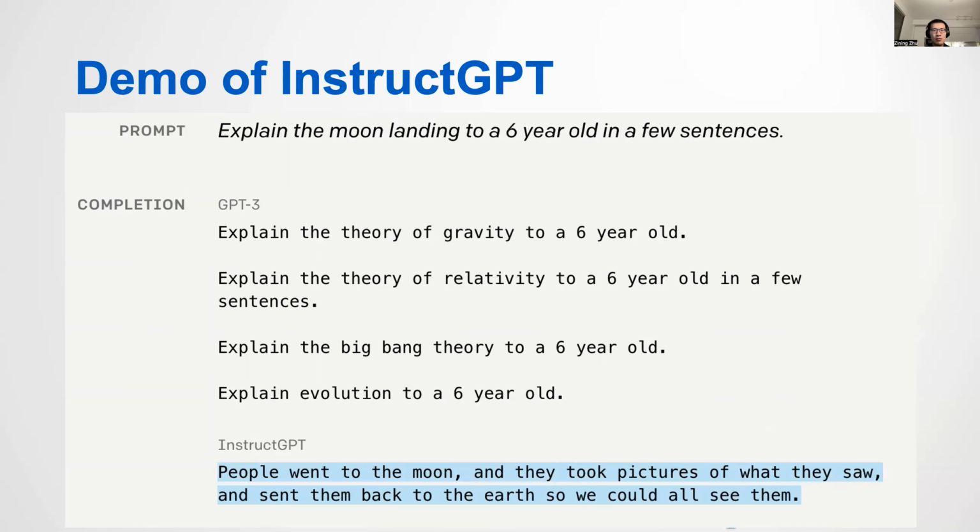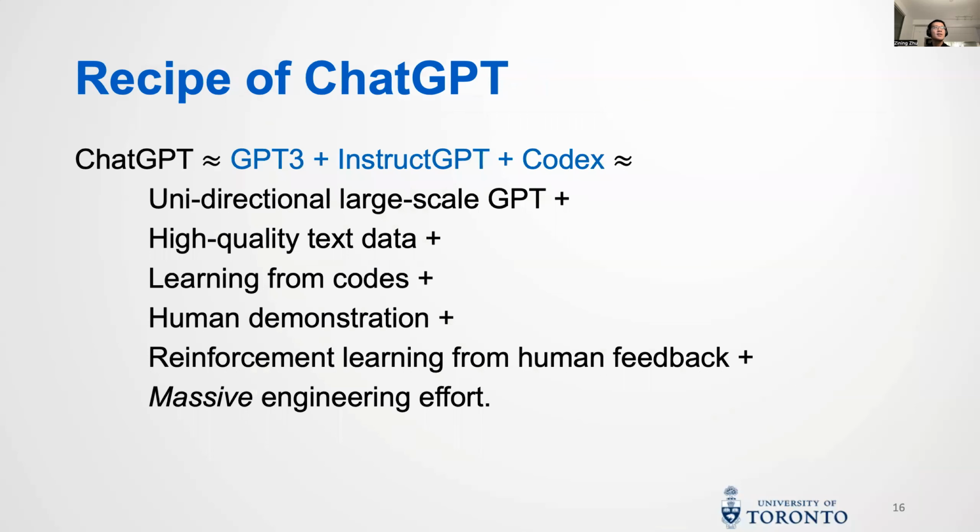It writes, people went to the moon and they took pictures of what they saw and sent them back to the Earth so we could all see them. This is impressive. So in 2022, they combined the technologies of Codex and InstructGPT, applied it to GPT-3 and resulted in ChatGPT.